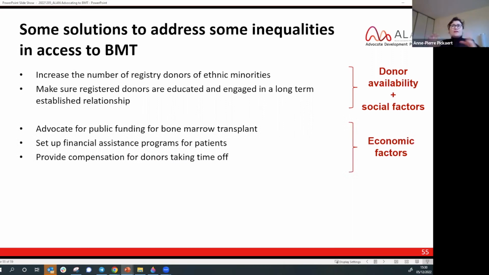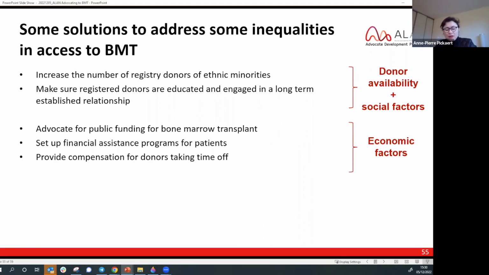So the second set of solutions relate really to economic factors. I know it's kind of big words, and how do we do this? Some countries have social security systems and public healthcare coverage, but really advocating for the coverage of bone marrow transplant is key, and also setting up financial assistance programs. Quite a few of them are set in the US.